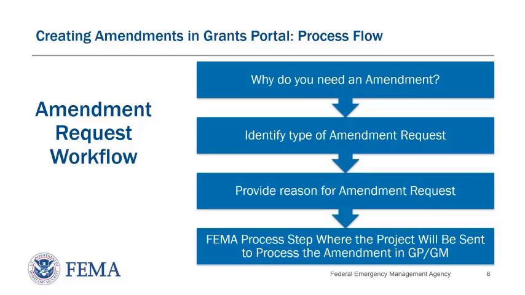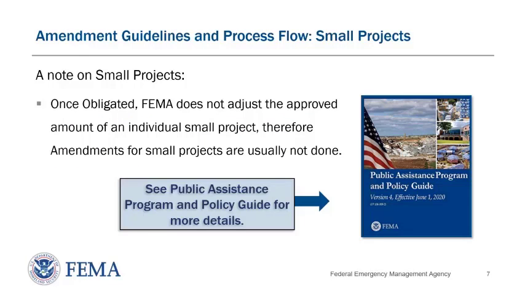Once the amendment is approved, the project will be taken out of the process step of either obligated or applicant signed and taken back to the process step where the modification can be made. A note on small projects. Once obligated, FEMA does not adjust the approved amount of an individual small project. Therefore, amendments for small projects are usually not done. This applies even when FEMA obligates the project based on an estimate and the actual cost for completing the eligible scope of work differ from the estimated amount.